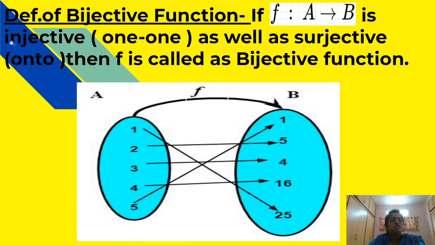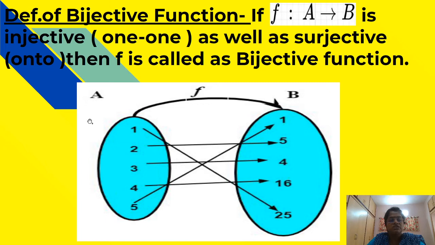Now see what is the definition of bijective function. If f from A to B is injective, that is one-one function, as well as surjective, that is onto function, then f is called a bijective function. Here is the example of bijective function.